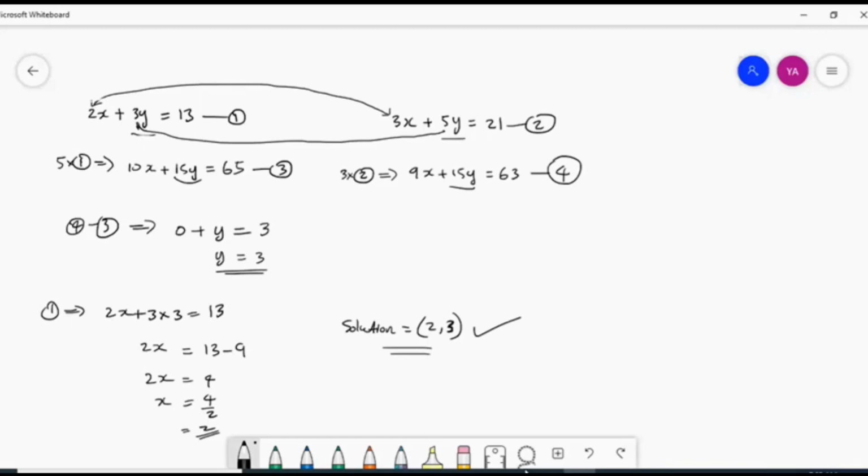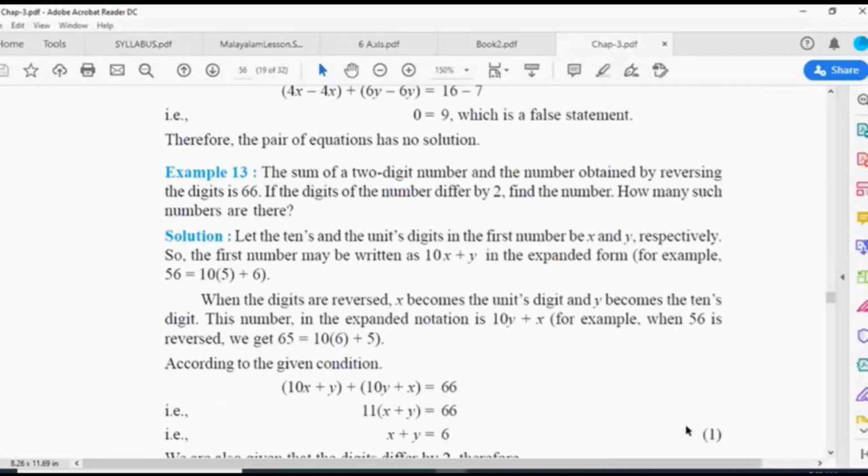You can either equalize the coefficients of the y terms or the x terms, then subtract. Sometimes, suppose the sign is minus here, the constant term will also change, then you may have to add after changing the equation to remove the coefficients. Okay, so keep this idea in your mind. We will discuss one problem solved in the textbook.